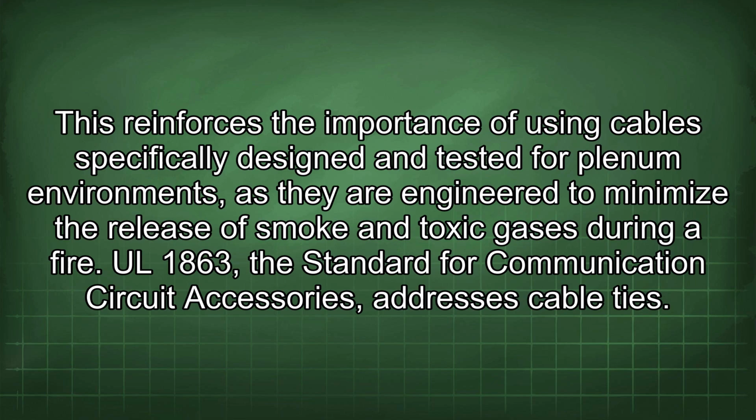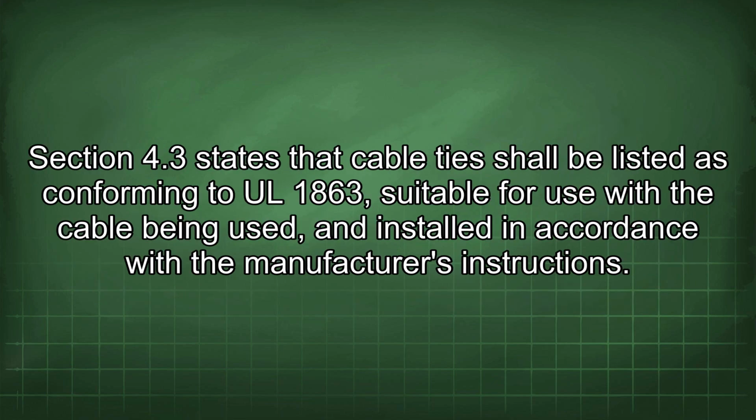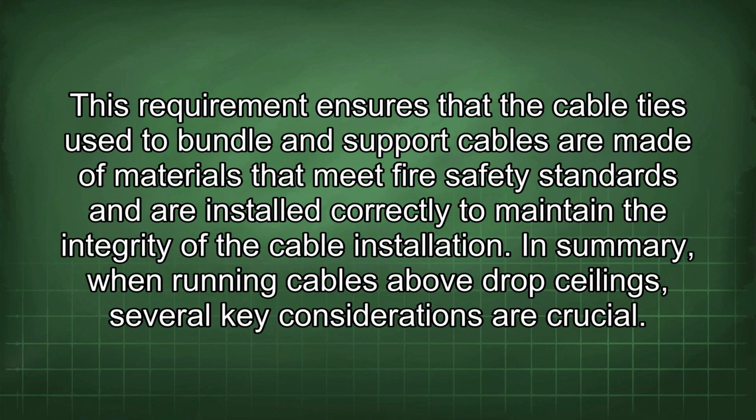UL 1863, the Standard for Communication Circuit Accessories, addresses cable ties. Section 4.3 states that cable ties shall be listed as conforming to UL 1863, suitable for use with the cable being used, and installed in accordance with the manufacturer's instructions. This requirement ensures that the cable ties used to bundle and support cables are made of materials that meet fire safety standards and are installed correctly to maintain the integrity of the cable installation.